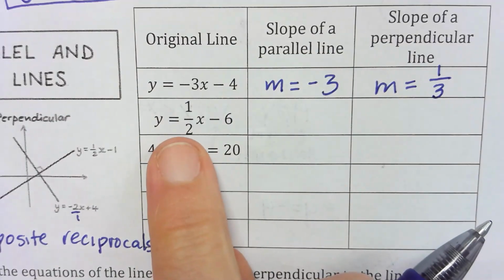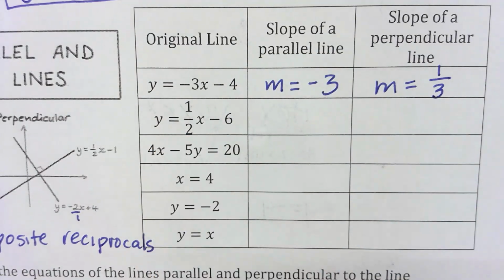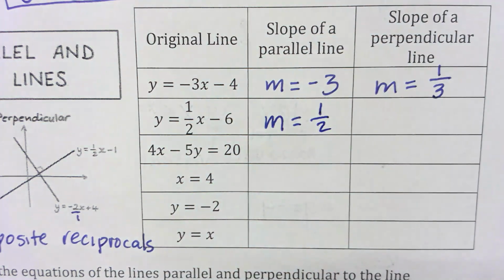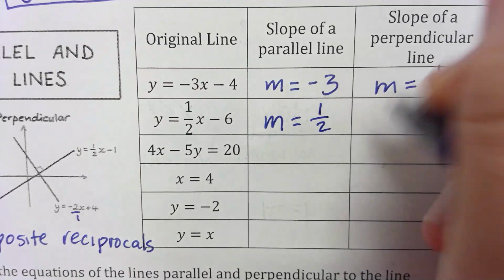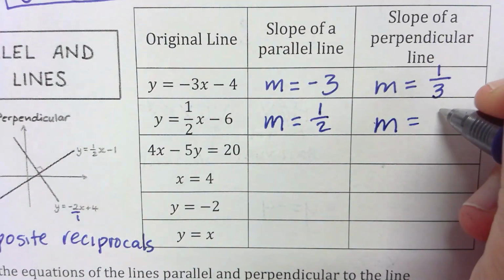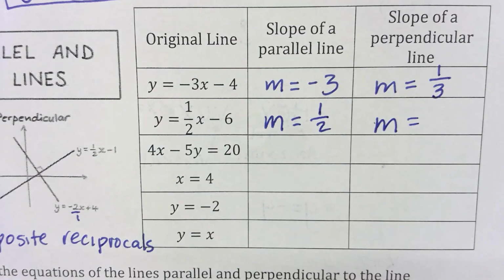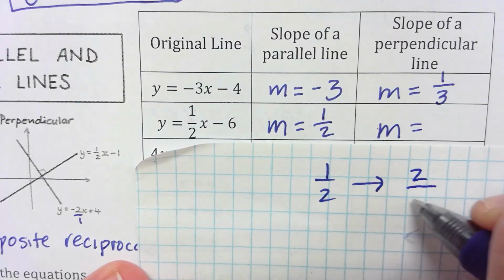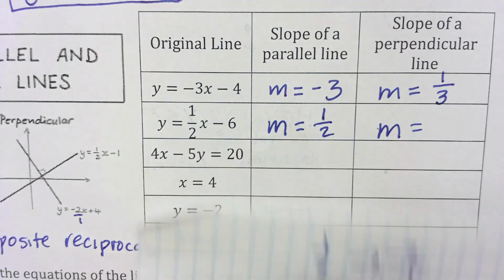If you know that the slope is 1/2 for the original line, a parallel line will have the same slope. And the perpendicular line will have the opposite reciprocal slope. So 1/2, we're going to flip it and change the sign. So that's -2.